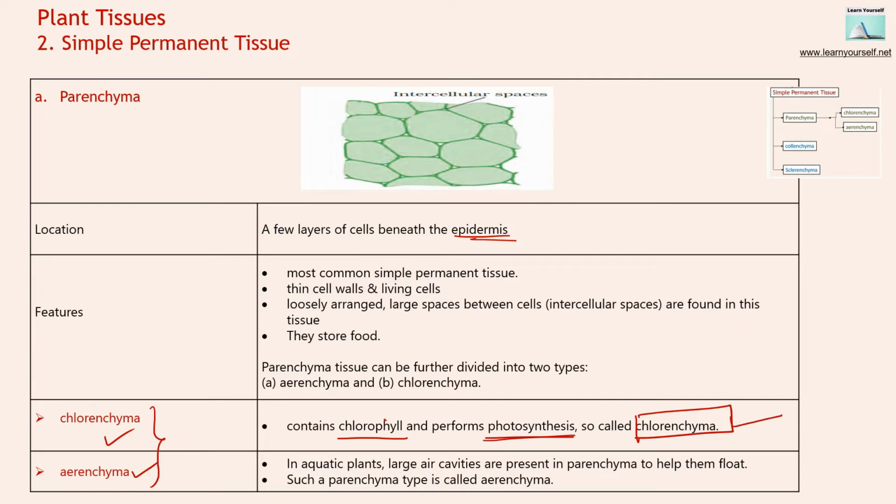Some permanent tissues are having air in them, so that's why in aquatic plants the leaves will be there on the top of the water. They will float and it will help them to do photosynthesis. So in aquatic plants, large air cavities are present in parenchyma to help them float. Such parenchyma is known as aerenchyma. Since they contain air, it is known as aerenchyma.